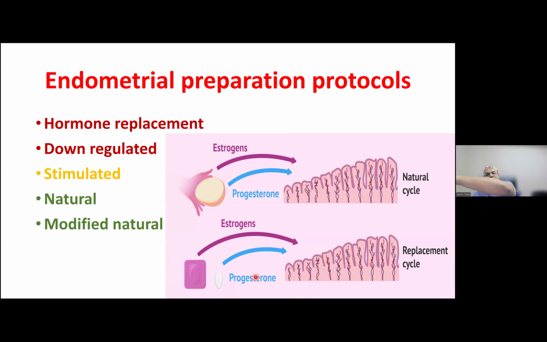So, what are the main endometrial preparation methods? Hormone replacement is one of the most important ones. Down regulated, stimulated. This is something that I think we all are following nowadays. Natural and modified natural.